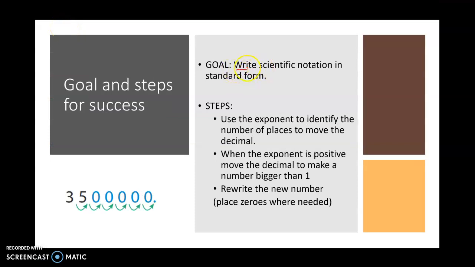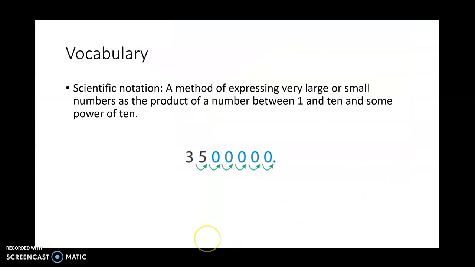Today we're going to be writing in scientific notation into standard form. First we're going to use the exponent to identify the number of places to move the decimal. Then when the exponent is positive, we're going to move the decimal to make a number bigger than 1. Then rewrite the new number and put zeros when needed. So let's see what I'm talking about.